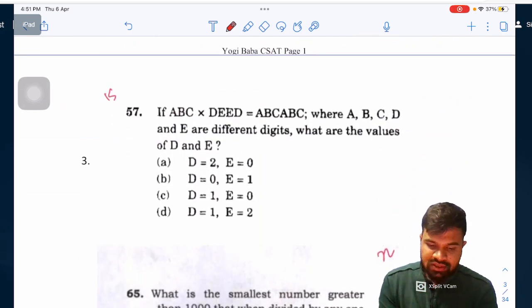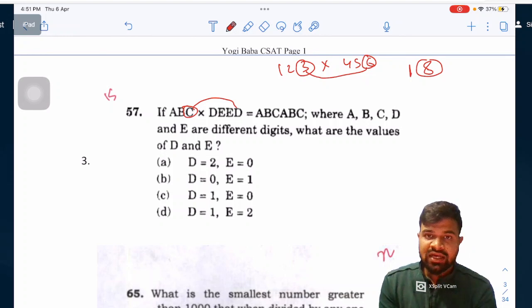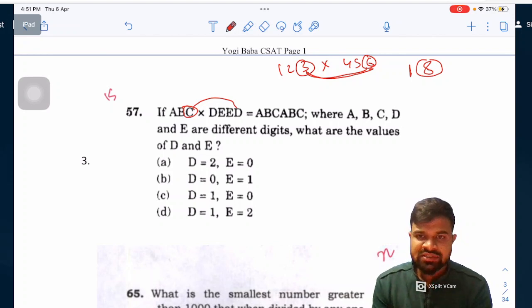Now, in this question, when C is multiplied by D, as I've already told you, for any number of digits like 123 into 456, the last digit will be 6 into 3, that is 18, so 8. The last digit will be the last digit of the multiplication of the last two digits. This is a line of thought whenever you see such multiplication in variables, where the numbers are not given directly and ABC is given instead of numbers.